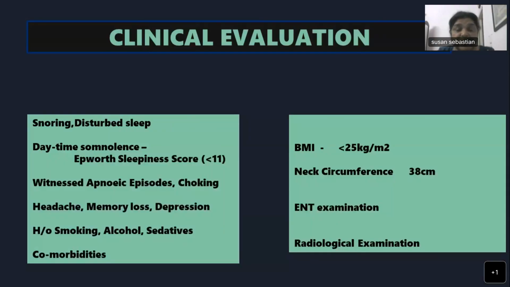Again, coming back to the clinical evaluation, after the history, the most important thing is the physical examination. The BMI of the patient is to be taken in every case. As you know, in the Indian adult male, the BMI should not be more than 25 kg per meter square. The neck circumference, again, in the Indian adult male should be less than 38 centimeters. And this should be followed by an ENT examination and a radiological evaluation.